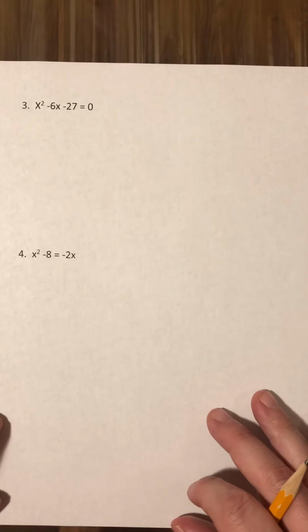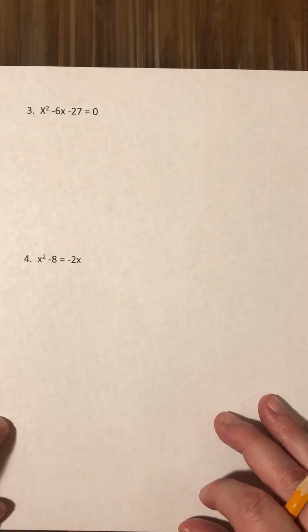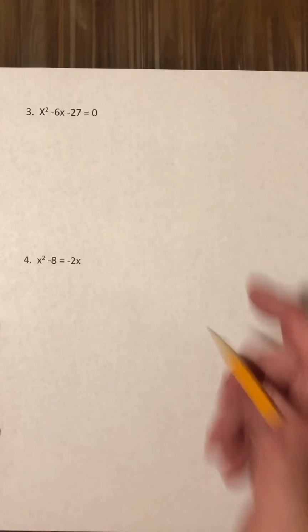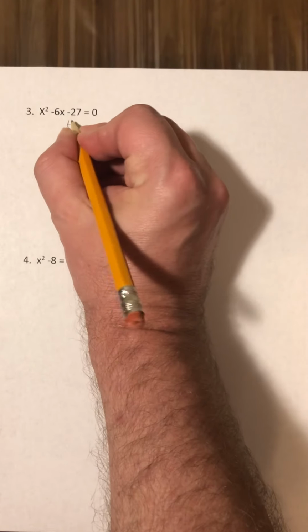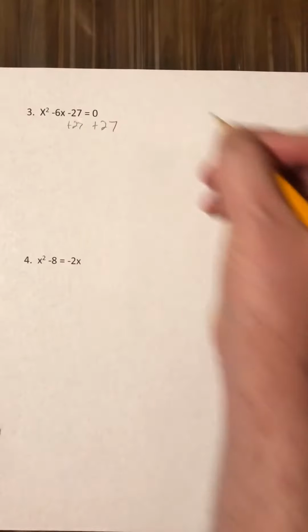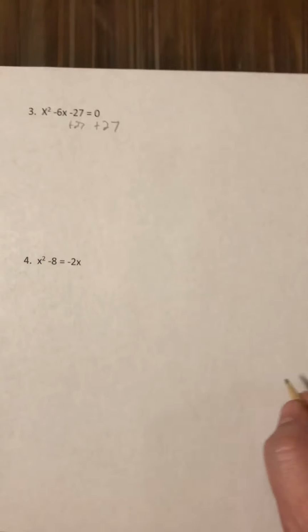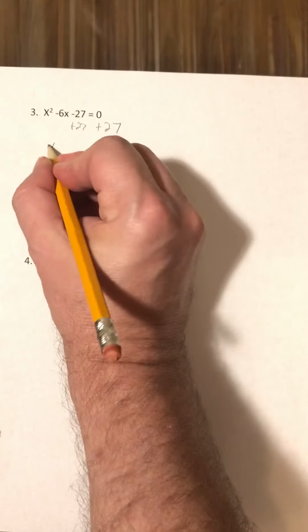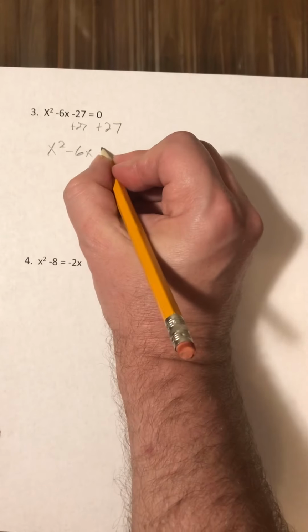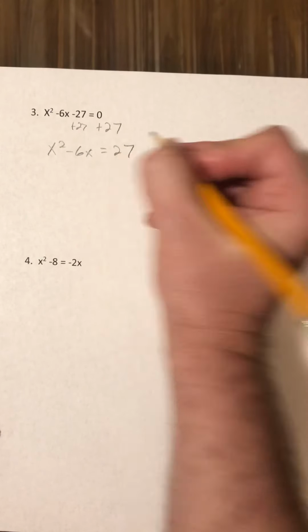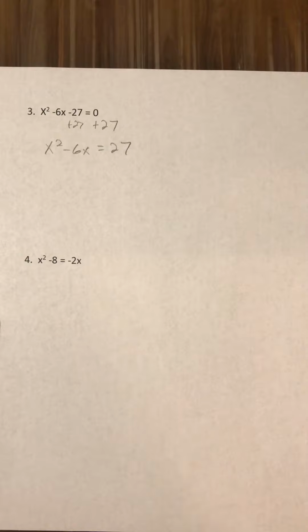Here I've got x squared minus 6x minus 27 equals 0. 27 is not a perfect square, but if I add 27 to both sides, I can get it out of the way and find the term that does complete my square. So I got x squared minus 6x equals 27. All right, so now I need to find the term that completes my square.